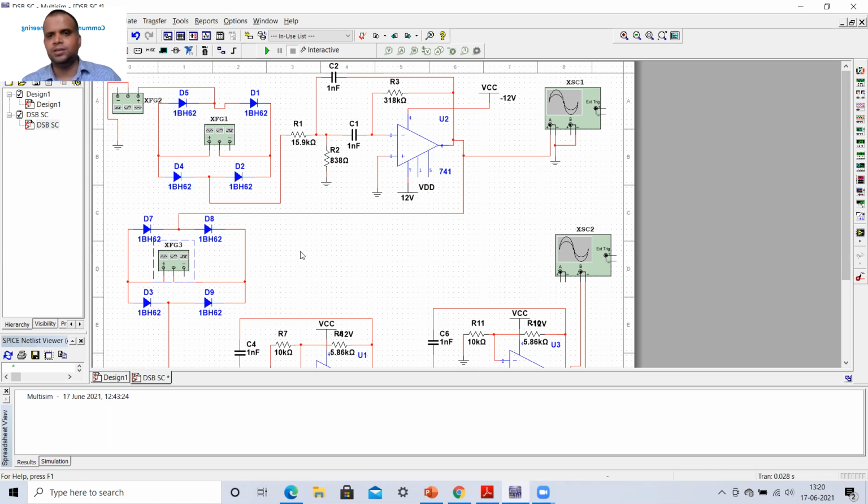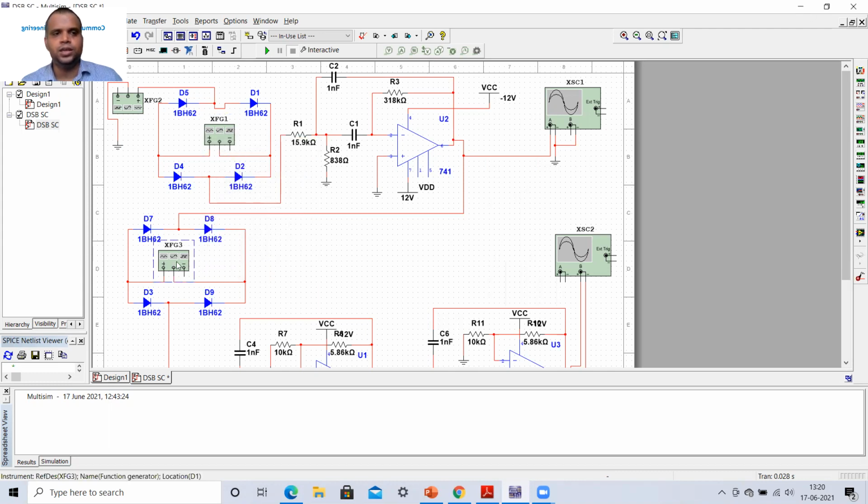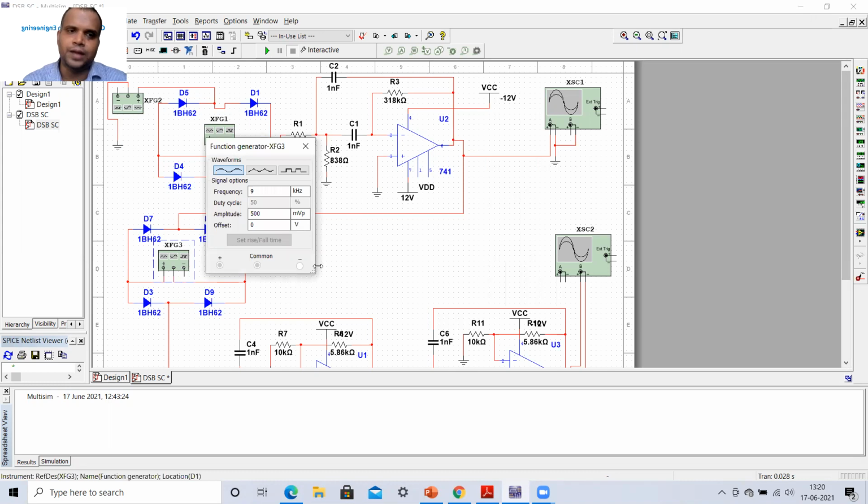But for simplification, I have used the same circuit again. The same circuit I have used here, and instead of using the square wave, in the case of the carrier that we used at the modulator end, we are using here the sinusoidal wave of 9 kilohertz.